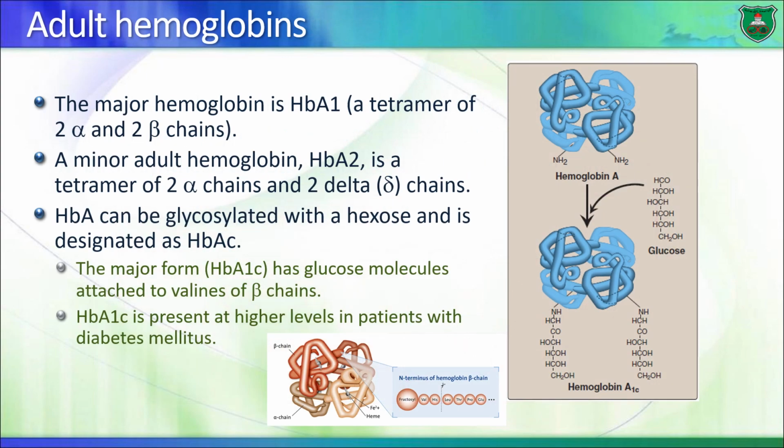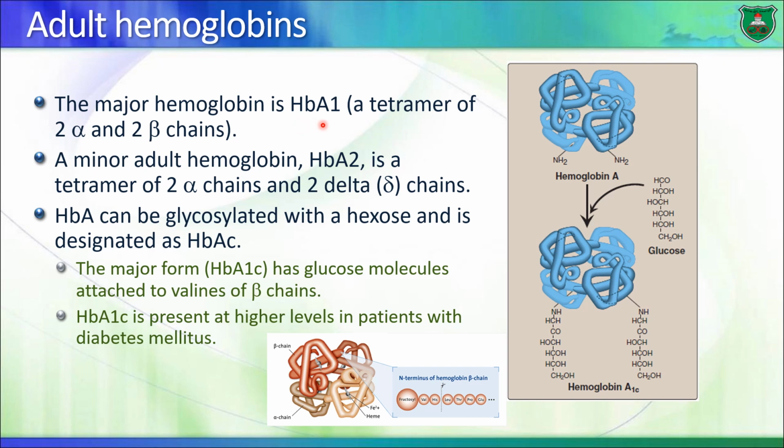Adult hemoglobin, we have two forms, and these are known as HbA. A stands for adult. HbA1, which is made of two alpha chains and two beta chains. And you have another minor form known as HbA2, which is made of two alpha chains and two delta chains. But the majority is HbA1.